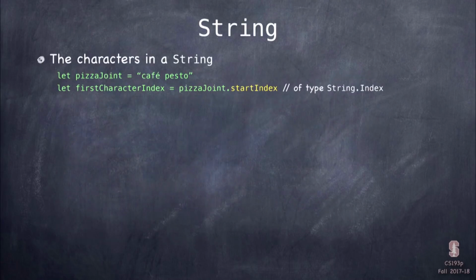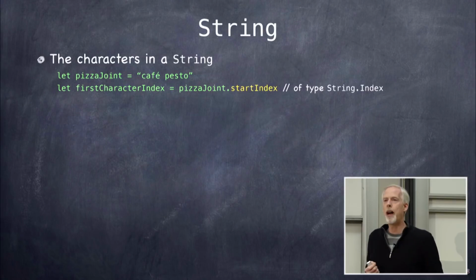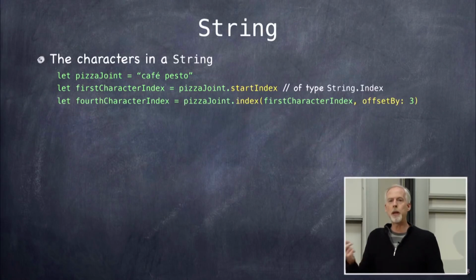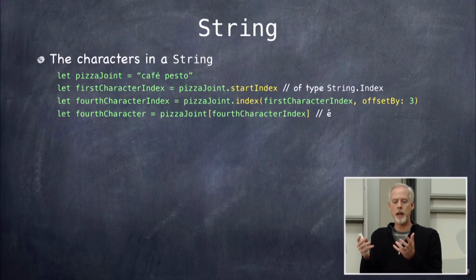Here's my pizza joint, café pesto. I'm going to get the index of the first character by saying pizzaJoint.startIndex. That's not an Int. It's of type String.Index. Now I'm going to get the 4th character by taking the first index and offsetting it by 3. Now I've got the index of the 4th character. Now I'm going to get the actual 4th character by using subscripting: pizzaJoint subscript the 4th character index, which is of type String.Index, not of type Int.